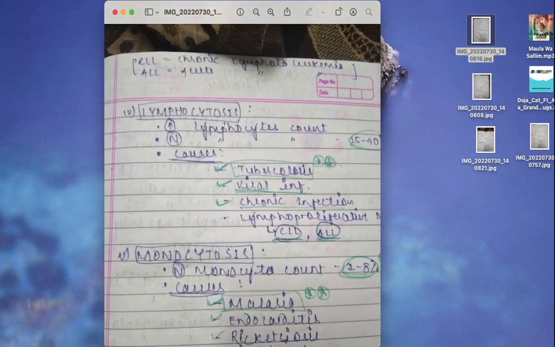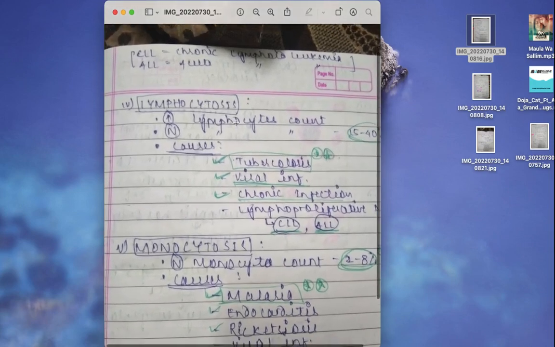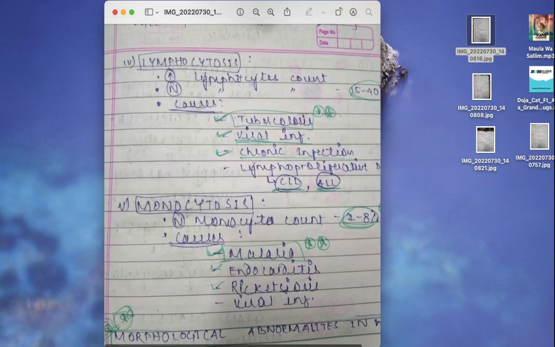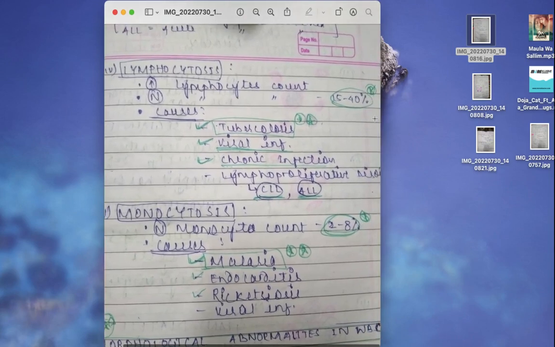This is lymphocytosis. Lymphocytosis, again, is an increase in lymphocyte count. The normal lymphocyte count is 15 to 40%. 15 to 40% will be a normal count of lymphocytes. If you see more than that, it will be lymphocytosis. Now, the causes of lymphocytosis, very simple. You have to compare neutrophilia with lymphocytosis.